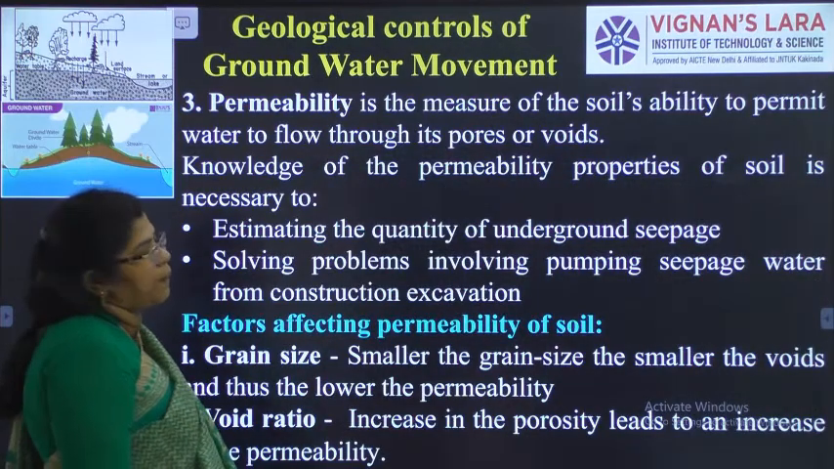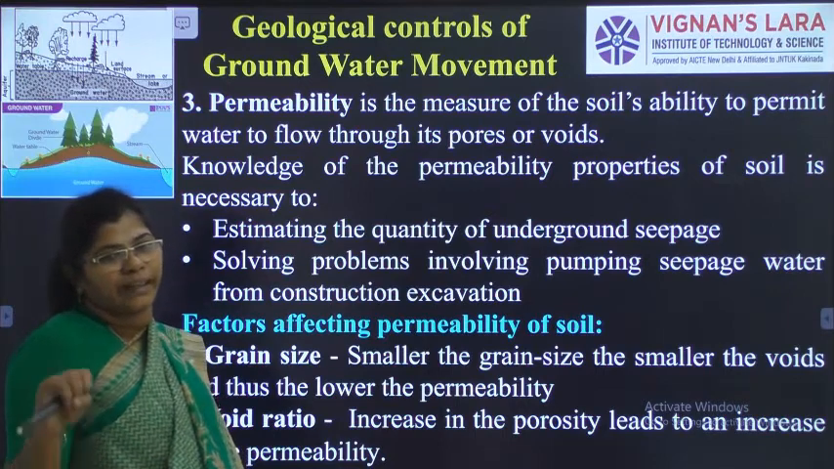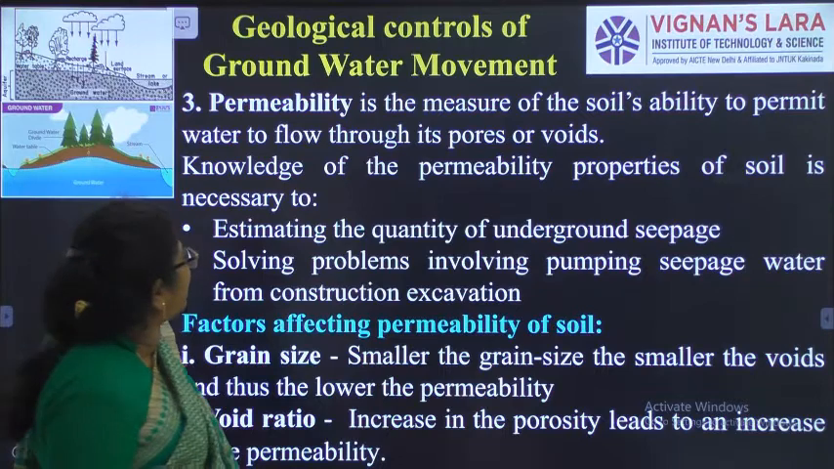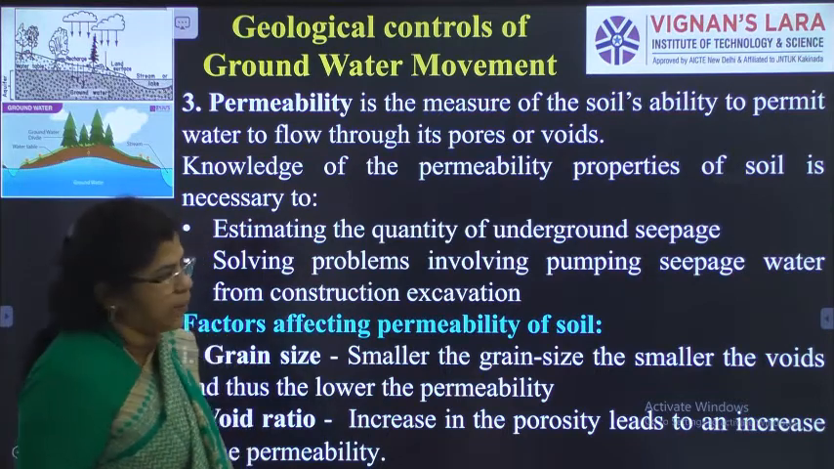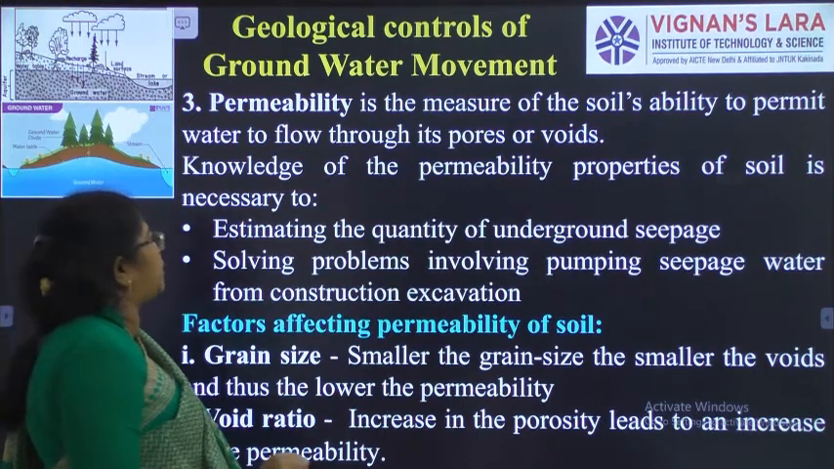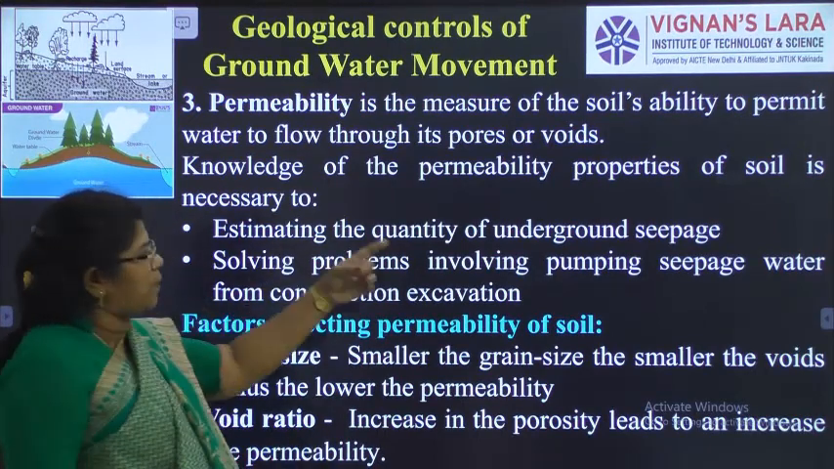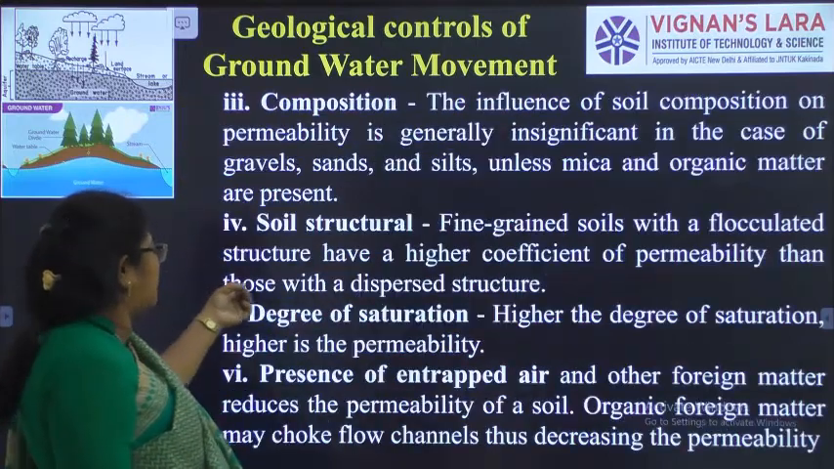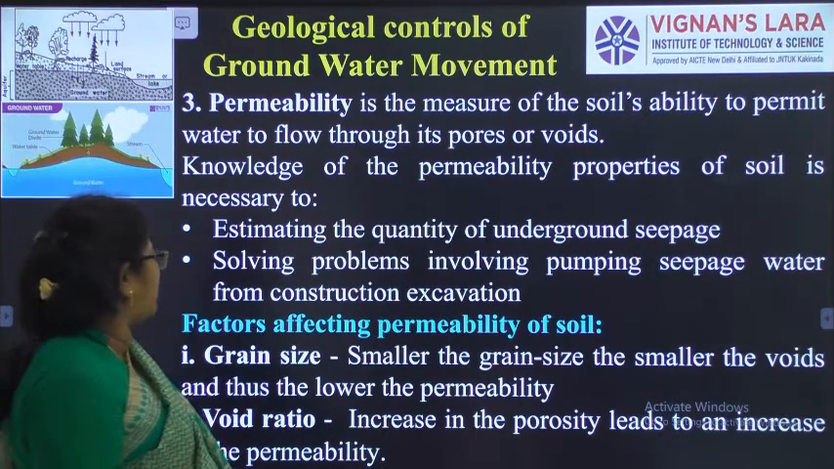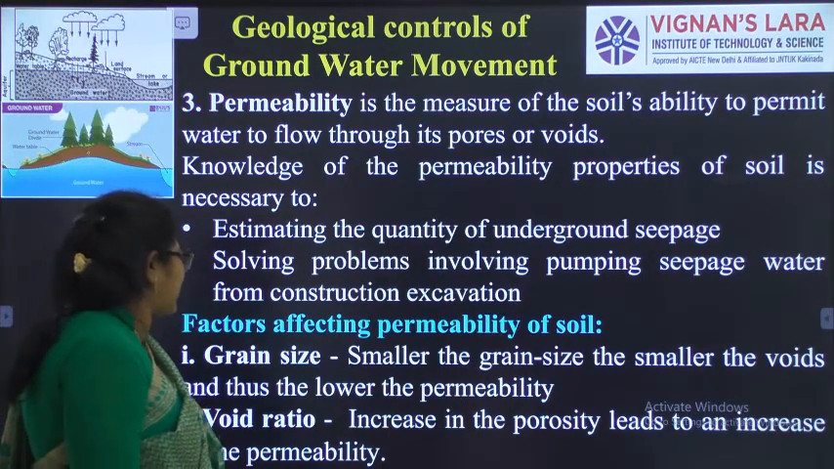The third factor: the first factor we saw was porosity, the second factor we saw was the saturated and unsaturated zone. The third one we'll see is permeability. Permeability is a measure of the soil's ability to permit water to flow through its pores or voids. Knowledge of the permeability of the soil is necessary to estimate the quantity of underground seepage, and to solve problems involving pumping seepage water from construction excavation.